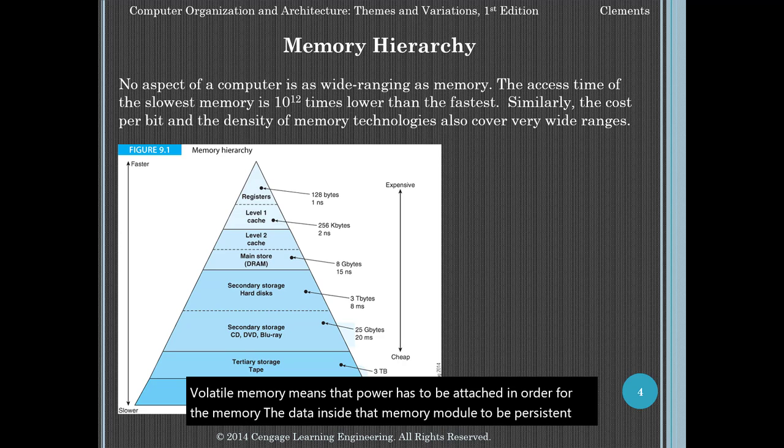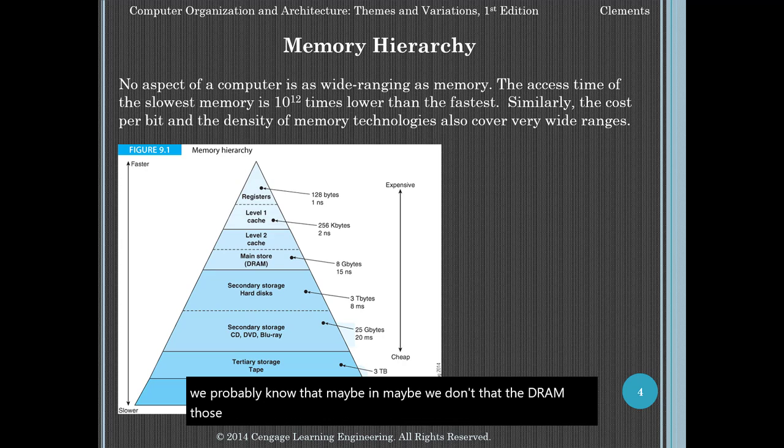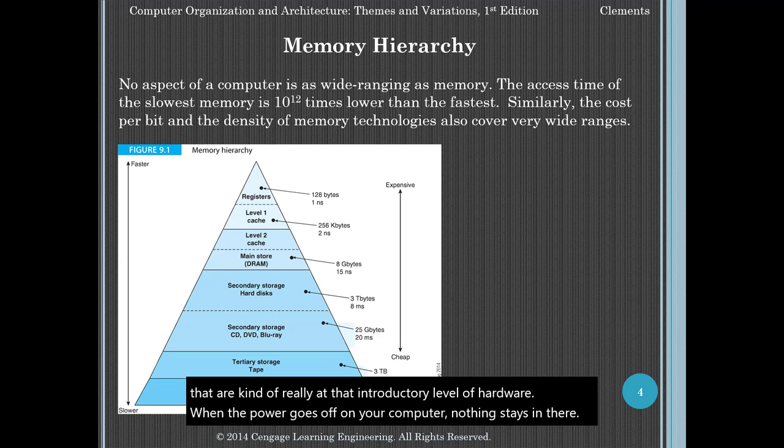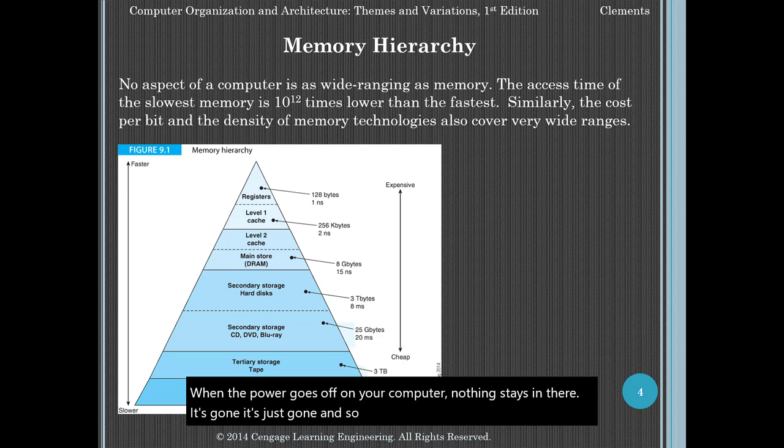So we probably know that, or maybe we don't, that the DRAM, those sticks of RAM on your motherboard, for those of us that are really at that introductory level of hardware, when the power goes off on your computer, nothing stays in there. It's gone. It's just gone. And so it's volatile. Non-volatile memory are things like our hard disk drives, where when we load that computer up, all of our files are there. Power does not have to be maintained to the hard disk drive or the solid state drive or whatever kind of non-volatile memory that you're using for that data to persist. And it's a difference in how the data is actually written to the device versus the storage mechanism that we use on volatile-based RAM.